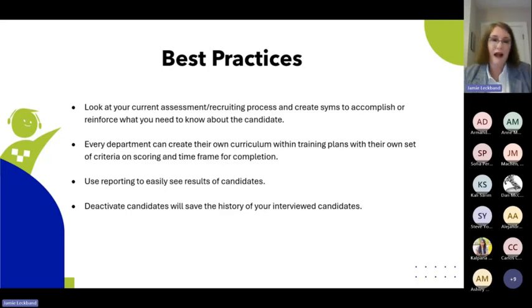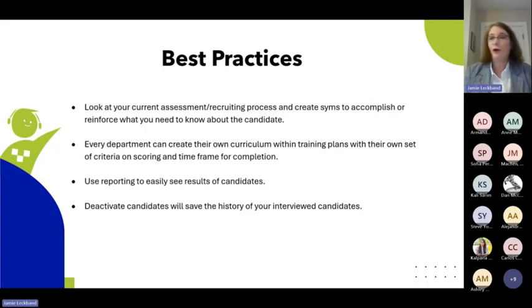And then, best practices. Like I said before, look at your current assessment and recruiting process and create sims to accomplish and reinforce what you need to know about these candidates. Really look at it and integrate it everywhere you can, so that you have an extra set of eyes, an extra tool that gives you the knowledge you need to make a good decision.